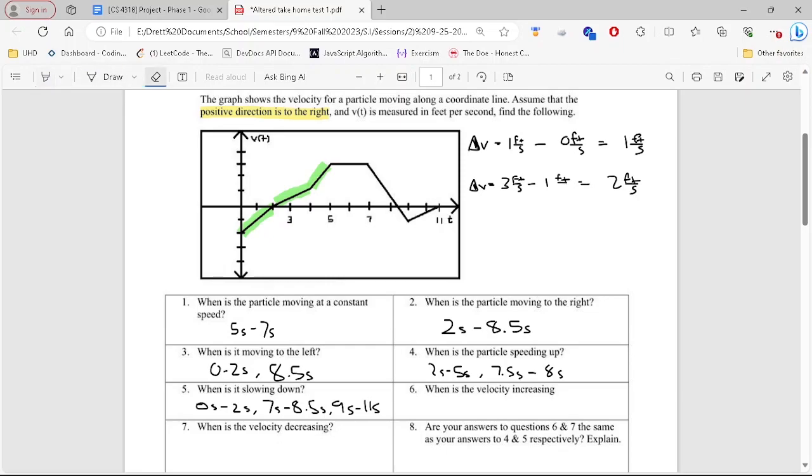This next point, okay, so from 7 to 5. I'm looking for points where the slope is constant. At 7 seconds, the velocity is 3 feet per second. And at 5 seconds, the velocity is 3 feet per second. The change in velocity is 0 feet per second. Does this qualify or not? Well, in order for it to qualify as the velocity increasing, we would need the change in velocity to be positive. This is neither positive nor negative, so this does not qualify.